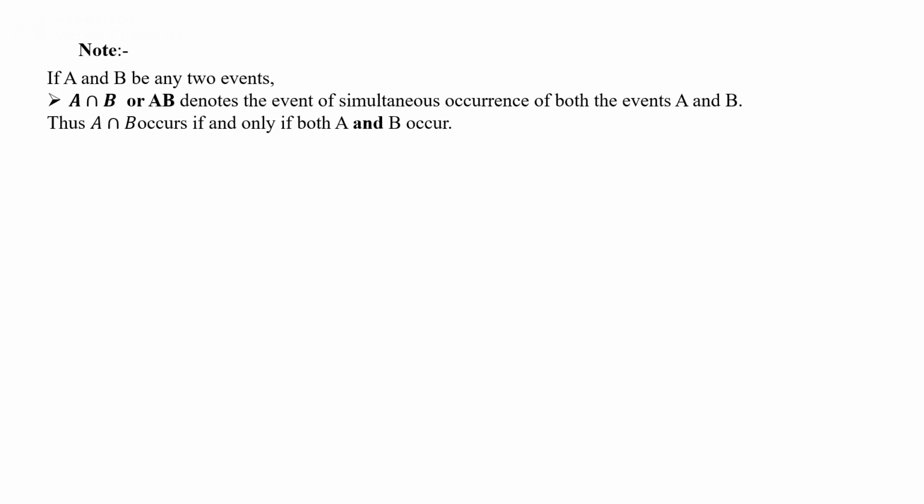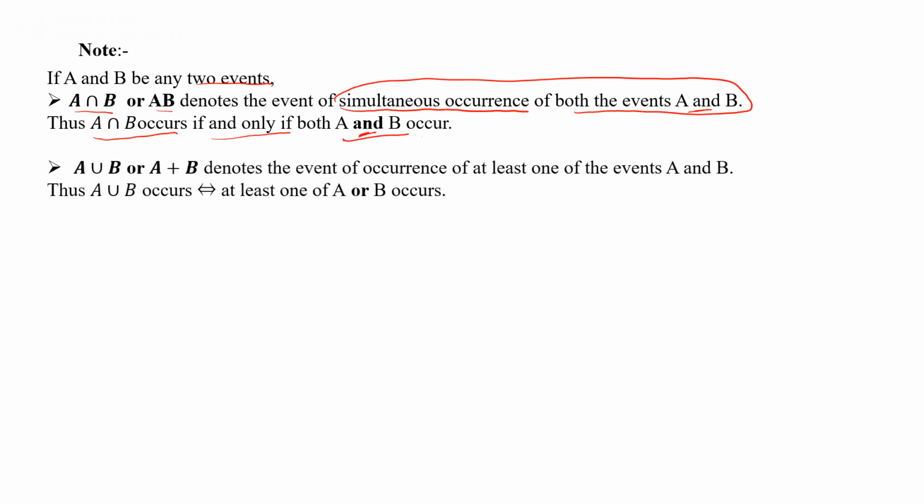There are some important points you have to note. Suppose A and B are two events. Then A intersection B, which we sometimes write as A into B, denotes the event of both A and B occurring simultaneously. A intersection B occurs if and only if A and B both occur. A union B, which we sometimes write as A plus B, denotes the occurrence of at least one of the events A and B, or A or B. A union B occurs if at least one of A or B occurs.